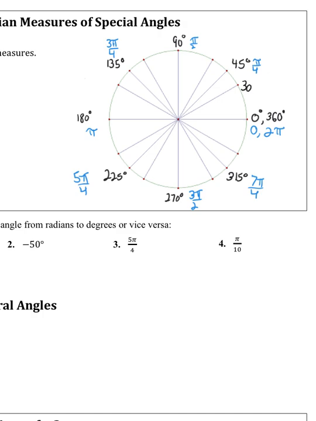Other important angles to deal with are 30 degrees and 60 degrees. We talked about 30, 60, 90 triangles in Mod 5. We talked about 45, 45, 90 triangles in Mod 5.